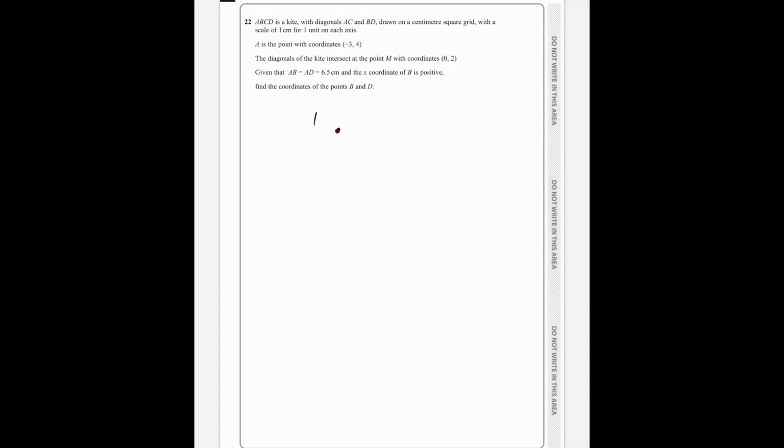Question 22, the coordinate geometry question with the kite. With all of the coordinate geometry questions, I strongly recommend drawing a little sketch, and your sketch is welcome to be just as terrible as mine is. It's probably not quite mathematically accurate, it's not precise, but it allows me to think about what it is I need to do in order to solve the problem.